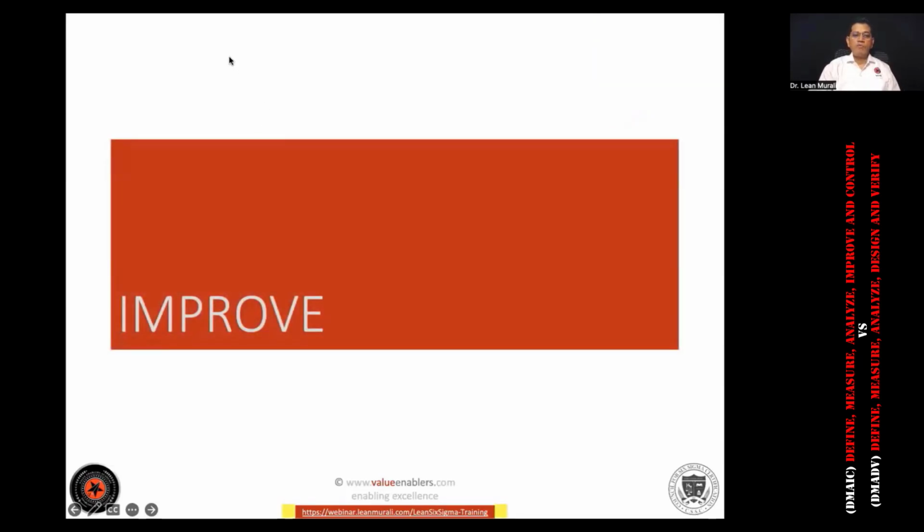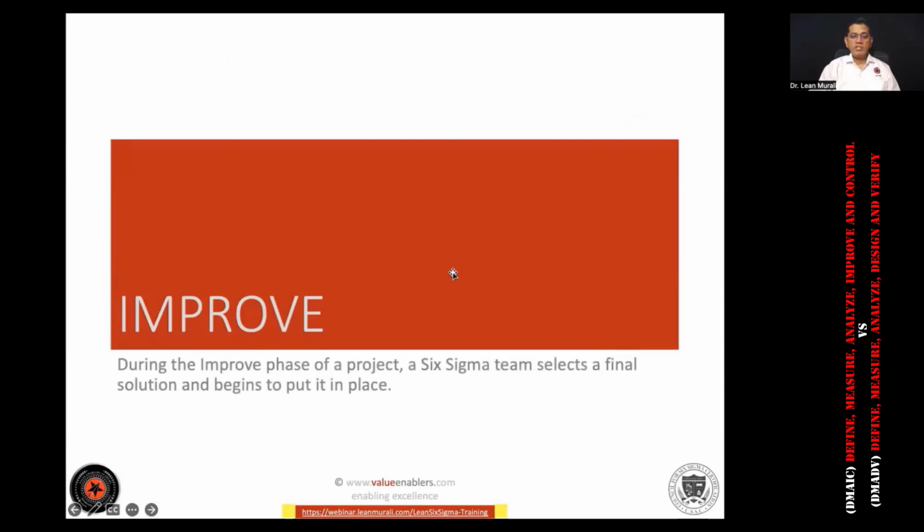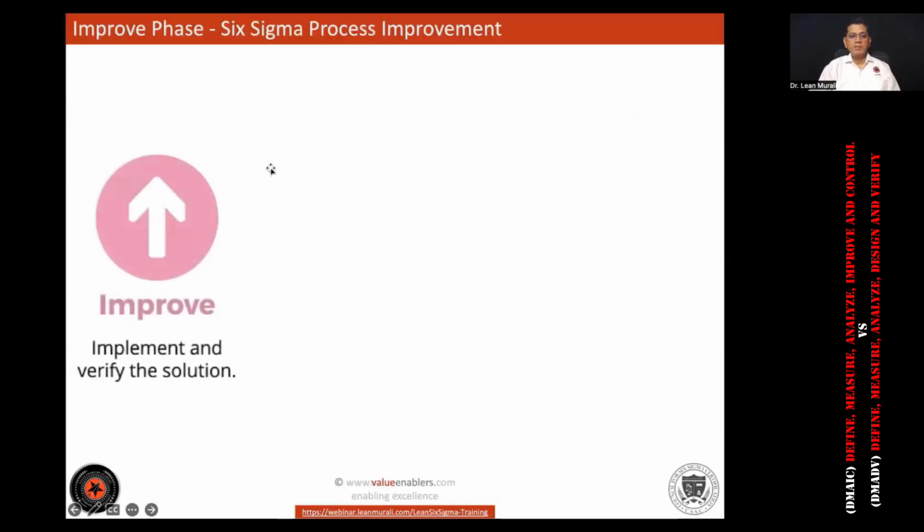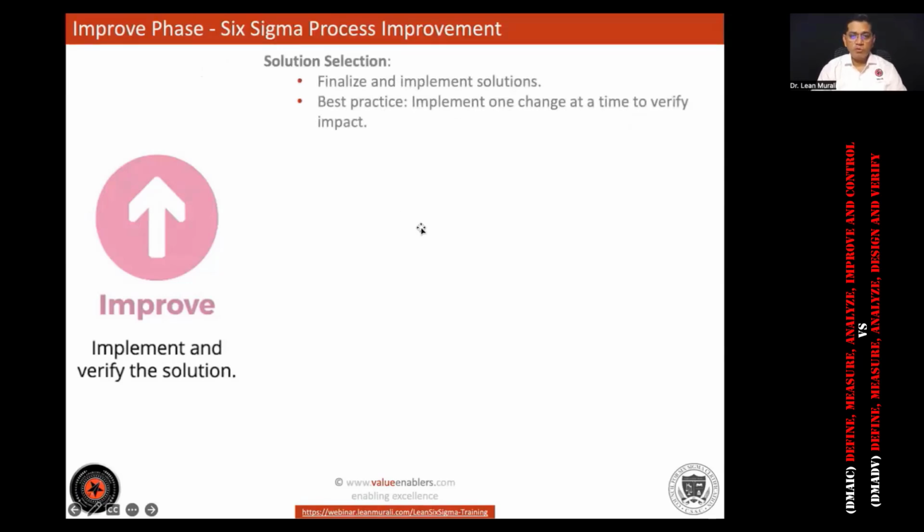All right. Now improve phase. During the improve phase of the project, the Six Sigma team selects the final solutions and puts them in place. Okay, let's see the transition to improve phase. Finalize and implement solutions. The best practice is implement one change at a time to verify the impact. And use tools like solution selection matrix.